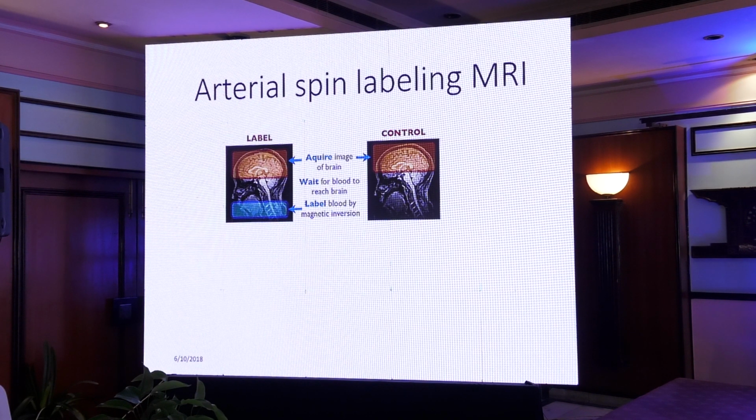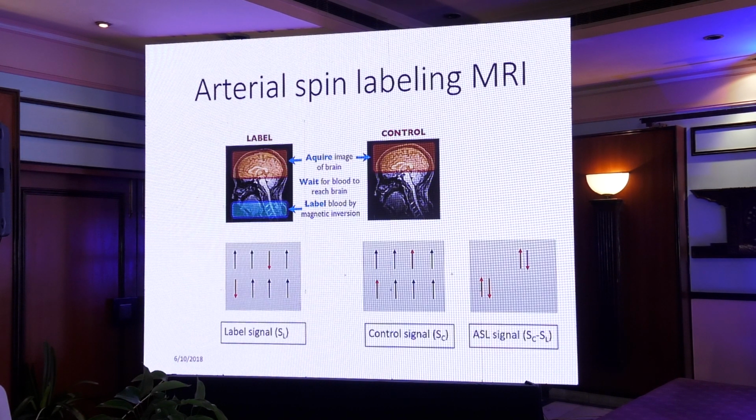When this blood reaches the tissue, you acquire another image. If you look at the level of the tissue, when you are getting a control image, there are these directions of magnetization. When you are acquiring this other image, which is called the label image, because we have inverted some of the spins, these are in the other direction. Now, if you subtract these two images, the static tissue signal cancels out, and what remains is the blood that is flowing into that region, and we can use that to generate the measures of perfusion.